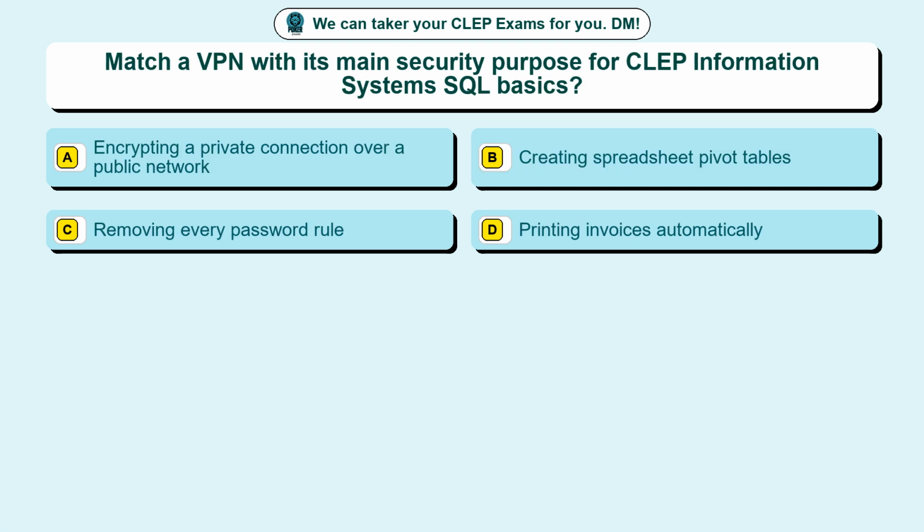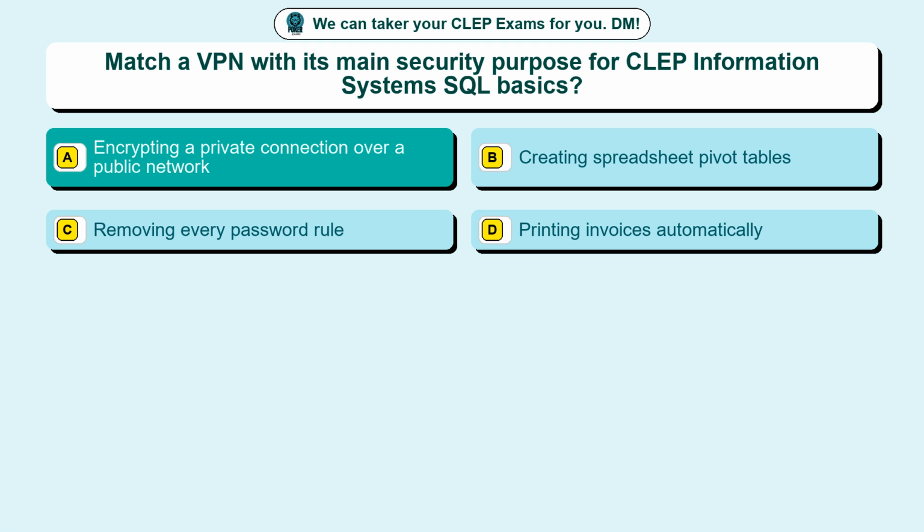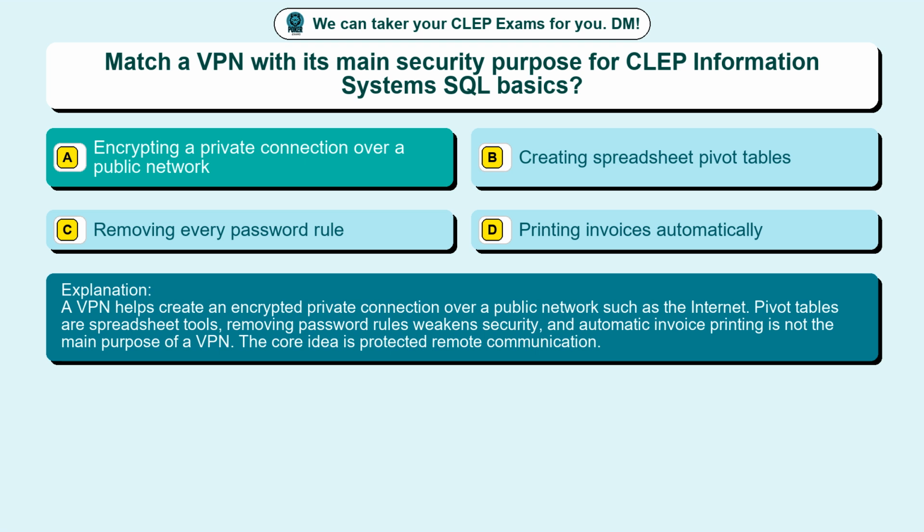Question 38. Match a VPN with its main security purpose for CLEP Information Systems SQL Basics. Option A. Encrypting a private connection over a public network. Option B. Creating spreadsheet pivot tables. Option C. Removing every password rule. Option D. Printing invoices automatically. The correct answer is option A. Encrypting a private connection over a public network. A VPN helps create an encrypted private connection over a public network such as the internet. Pivot tables are spreadsheet tools. Removing password rules weakens security, and automatic invoice printing is not the main purpose of a VPN. The core idea is protected remote communication.